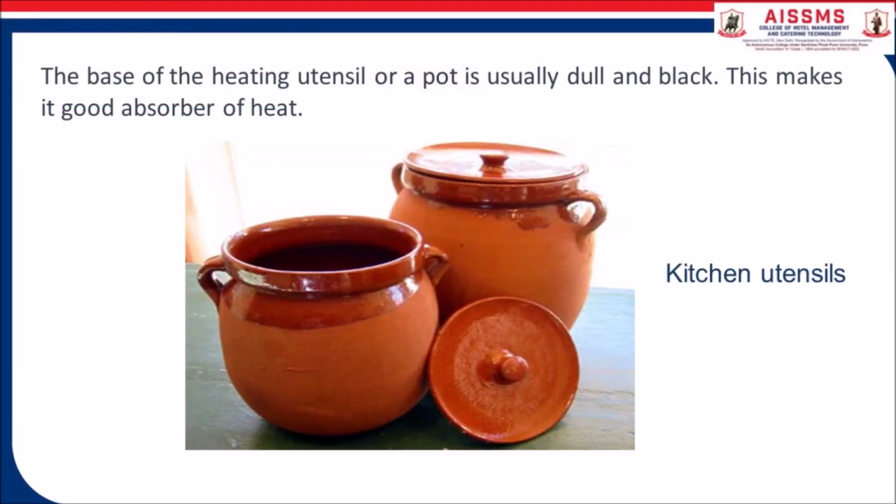Another example in daily life is the base of a heating utensil or a pot, which is usually dull or black. This makes it a good absorber of heat. Since we are going to cook in that particular pot, for which we apply heat, the heat will get easily absorbed. So next time you go to your kitchen or you move around, please observe these applications of expansion, contraction and absorption of heat in your daily life.